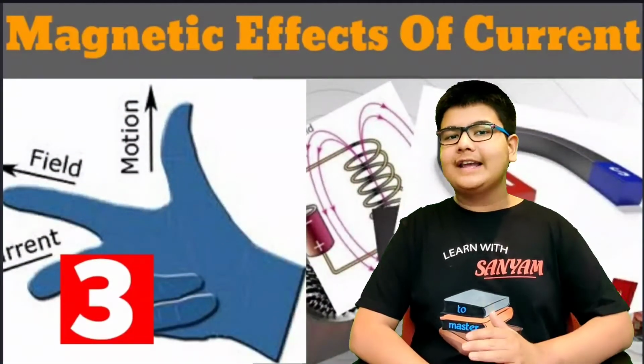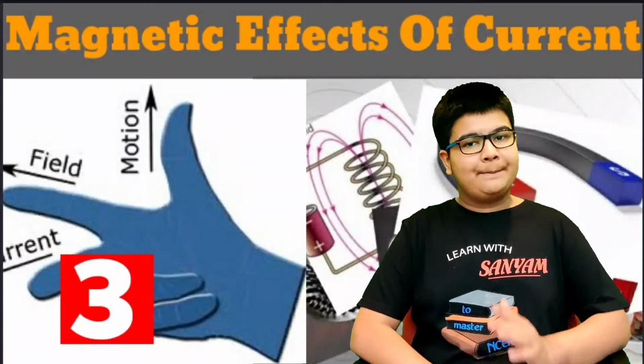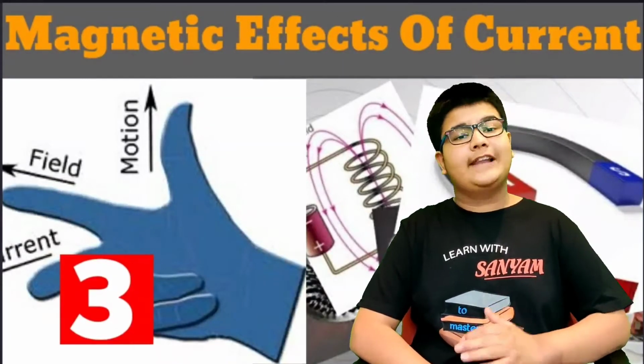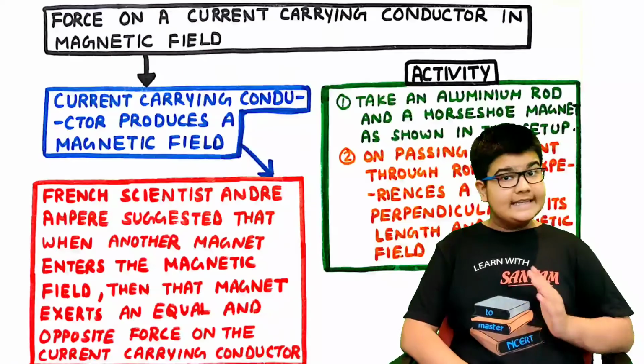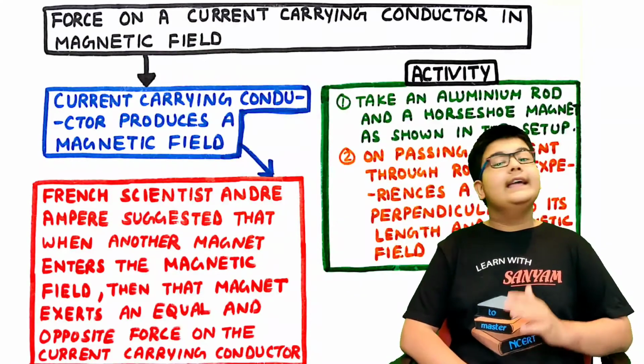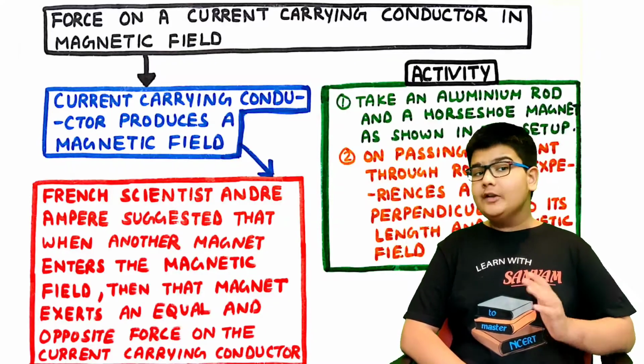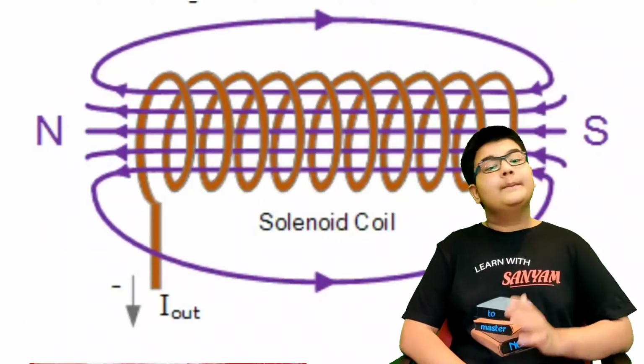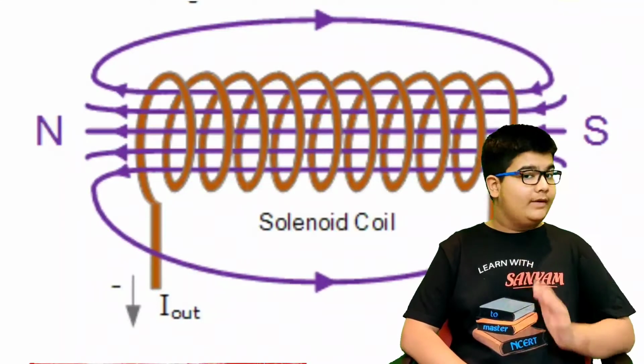Welcome back to the third lecture of Class 10 Science, Chapter 13, Magnetic Effects of Electric Current. In this video, we shall understand the force on a current-carrying conductor in a magnetic field. We know that a current-carrying conductor produces a magnetic field around it.